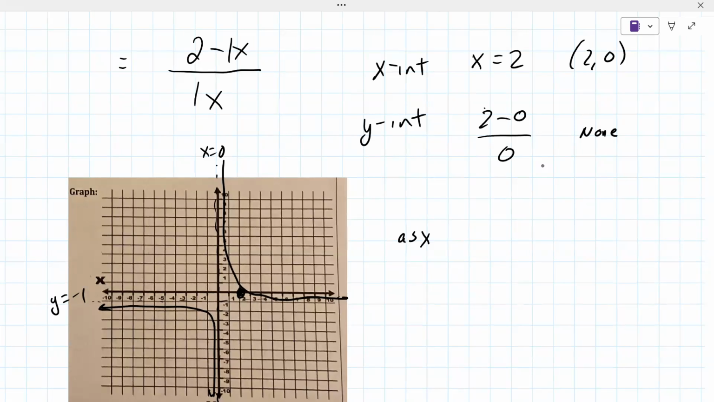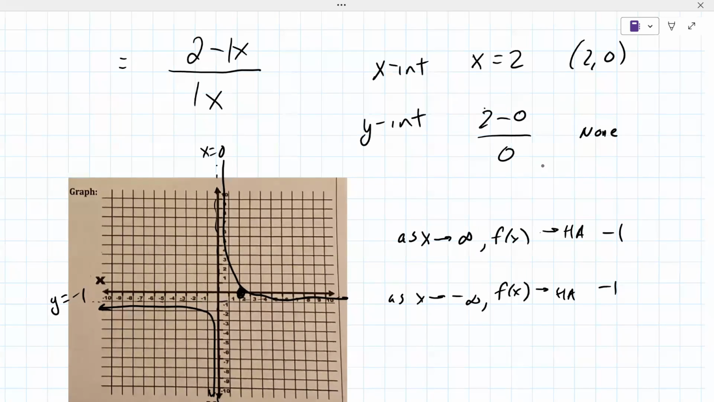So now end behavior. As x goes to infinity, f of x, and as x goes to minus infinity, f of x, until further notice, these go to the horizontal asymptote, whatever that is. So in this case, it's going to be -1. That will change slightly when you work on more difficult problems, but not for this one. So let's see.